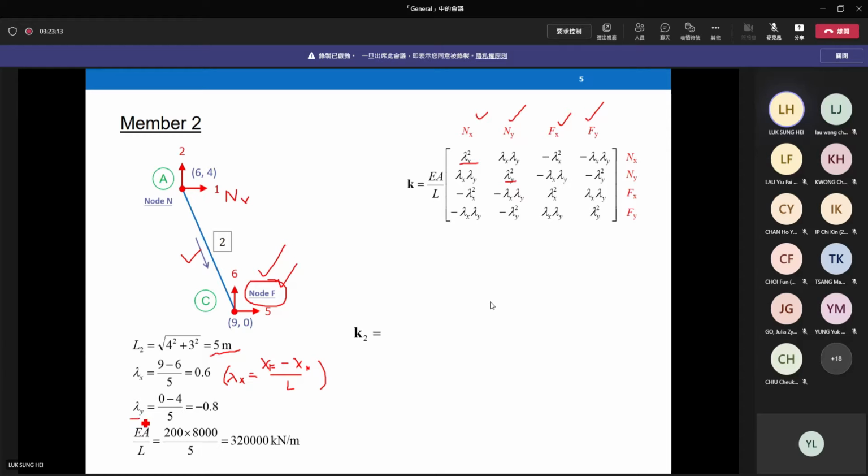And then lambda y. Lambda y is equal to yF minus yN over L. yF is 0 and yN is 4. So 0 minus 4, which gives us a negative value. 0 minus 4. Be careful about the positions. And then EA over L, as usual.